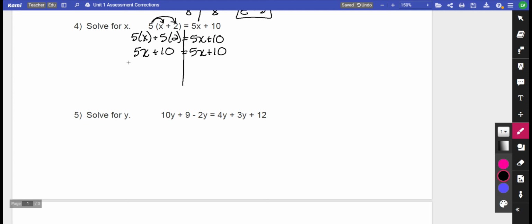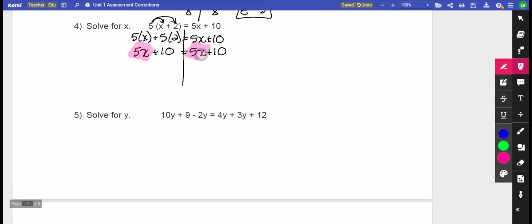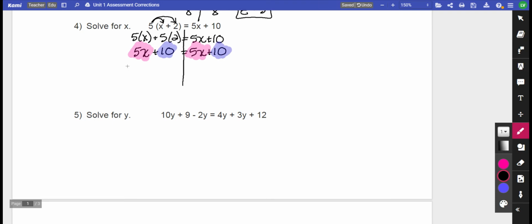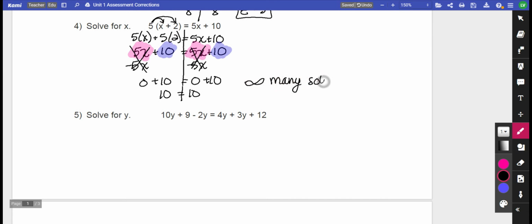Or you can go in and you can figure out your like terms. So I have a 5x on the left, a 5x on the right. Then I have a 10 on the left and a 10 on the right. So I want to combine my like terms. I'm going to start by subtracting 5x from both sides. 5x minus 5x, well, that gives me 0 plus 10 equals 5x minus 5x equals 0 plus 10. So then the left side becomes 10 equals 10. Well, when they equal each other, that means the answer is infinitely many solutions.